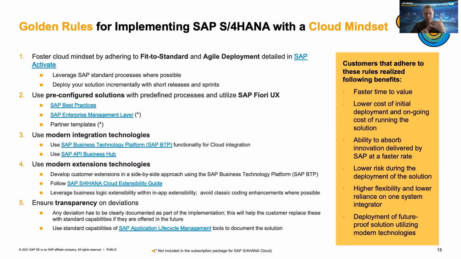So, of course, the first one is running with fit to standard. Second one is using the business content and Fiori for your starting point. Integration using modern technologies, using BTP, using API Hub for integration. For extensibility, that's rule number 4. We are also recommending to use modern technologies, and I'll talk a little bit about what that means in the next slide. And then 5th is really when you need to deviate.